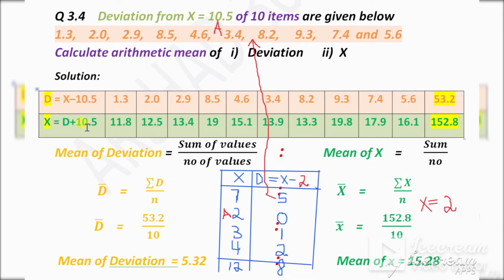4.6 plus this number is equal to 15.1. This number plus this number is this one, and this way we will get this x value.